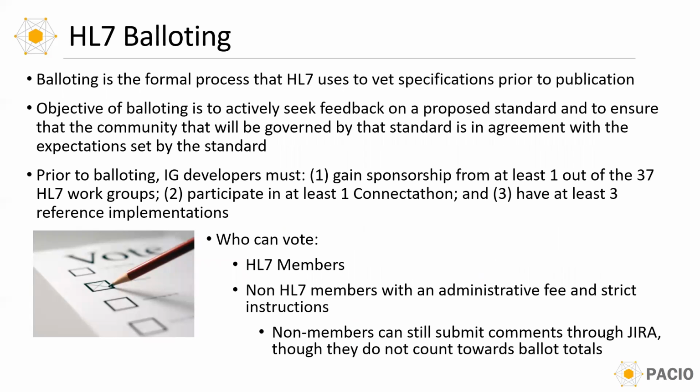Balloting is the formal process that HL7 uses to vet specifications prior to publication. The objective of balloting is to seek feedback on a proposed standard to ensure that the community that will be governed by that standard is in agreement with the expectations set by the standard.